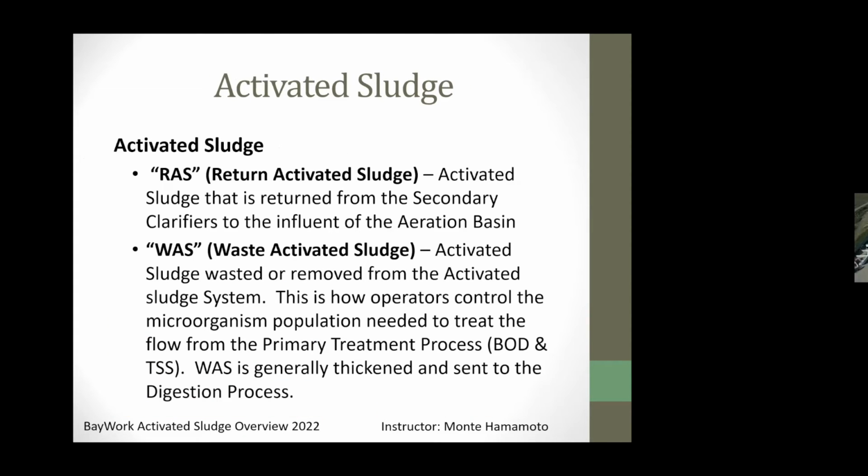And then these are just some terms that you guys are, I'm sure, already familiar with at this point. Your RAS is your return activated sludge, what you're returning from your secondary clarifiers back into your aeration basins. And then the WAS is your waste activated sludge that you're basically pulling out of the system to manage your inventory of activated sludge.